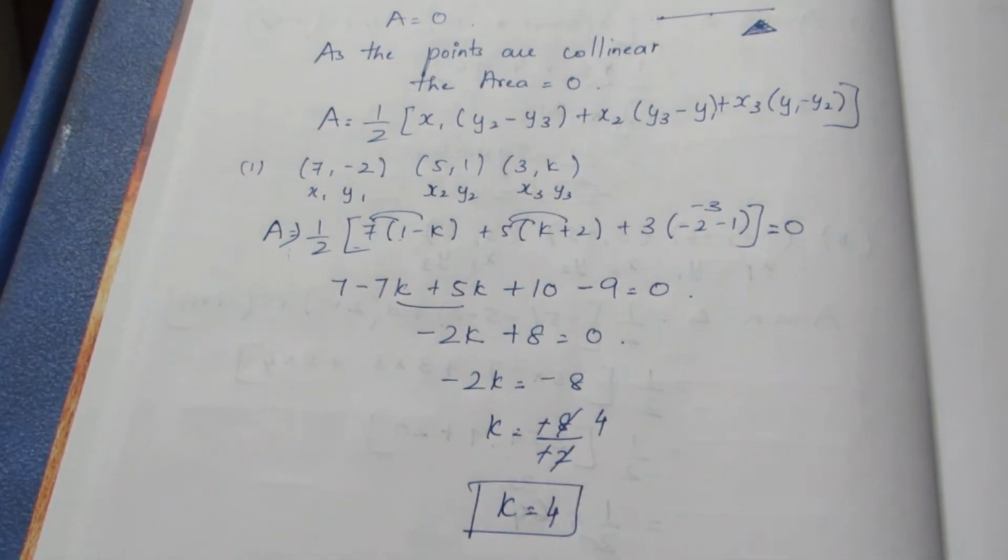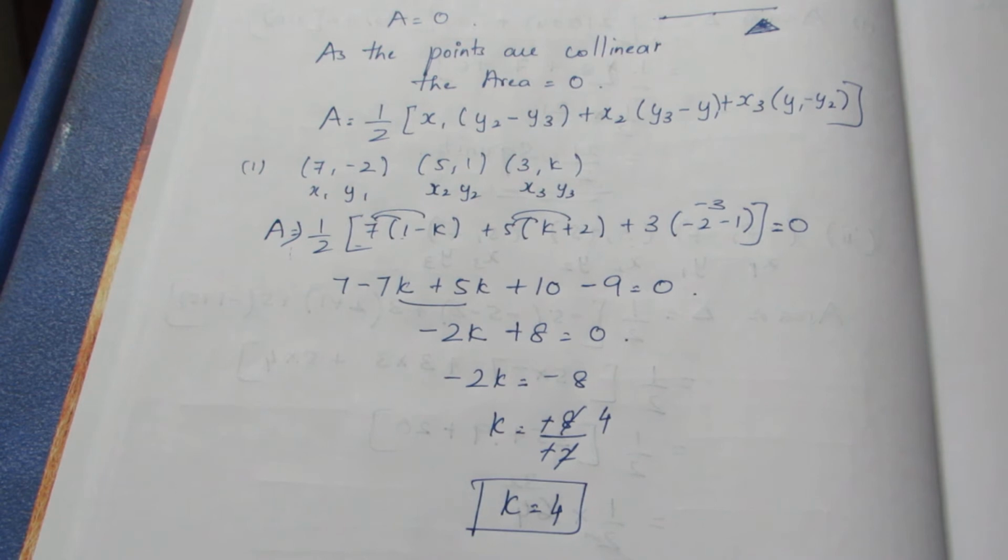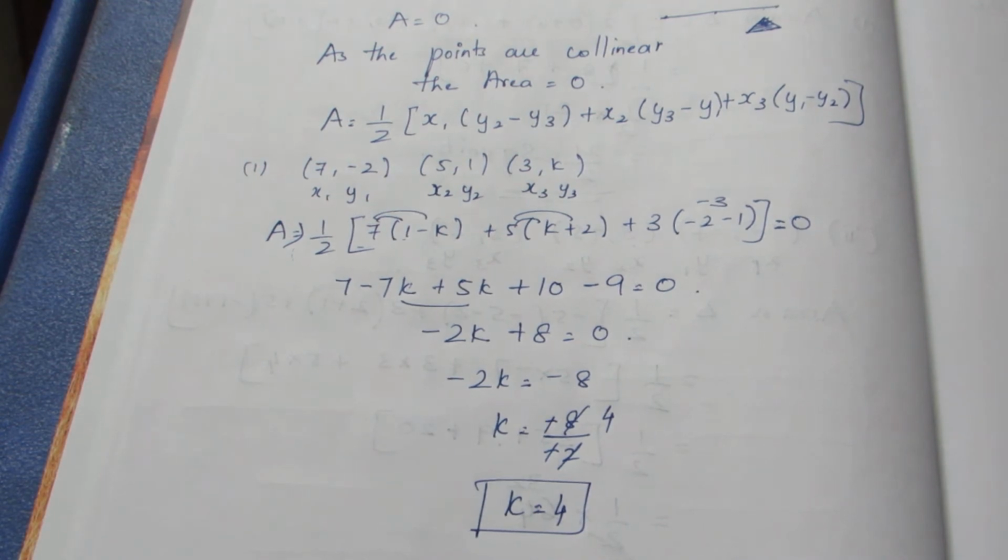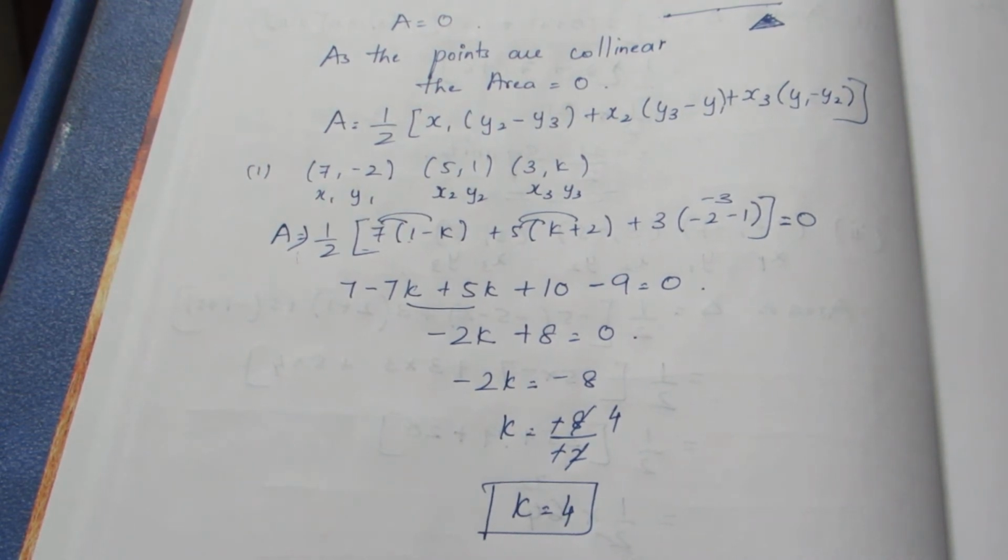For the first sum, they have asked to find the value of k. Here k is equal to 4. That's all with the first sum. We'll move on to the second one. The second one is also the same. We know that area is equal to 0, so we directly substitute in the area formula and write area equal to 0.